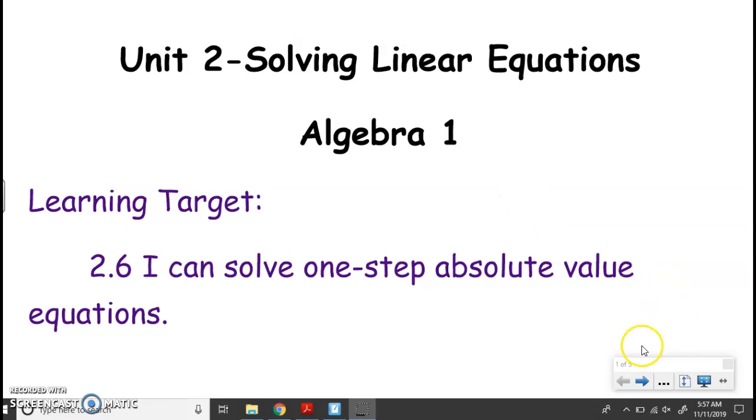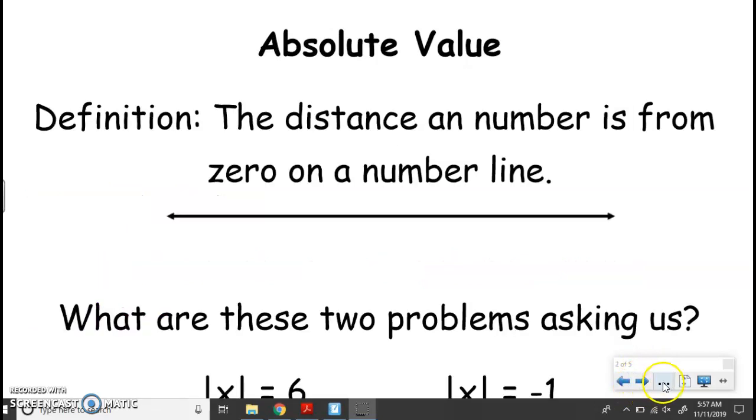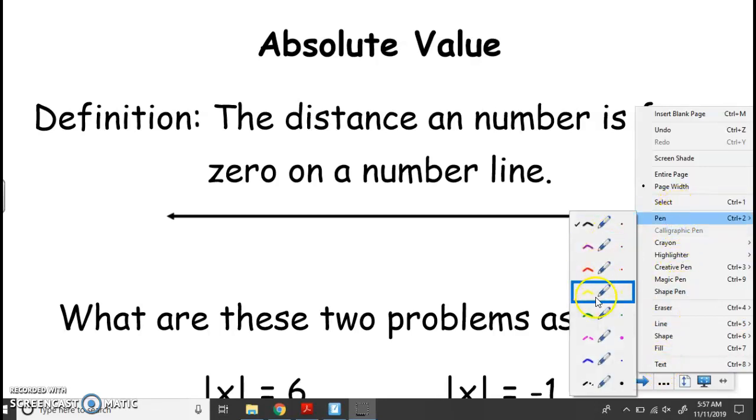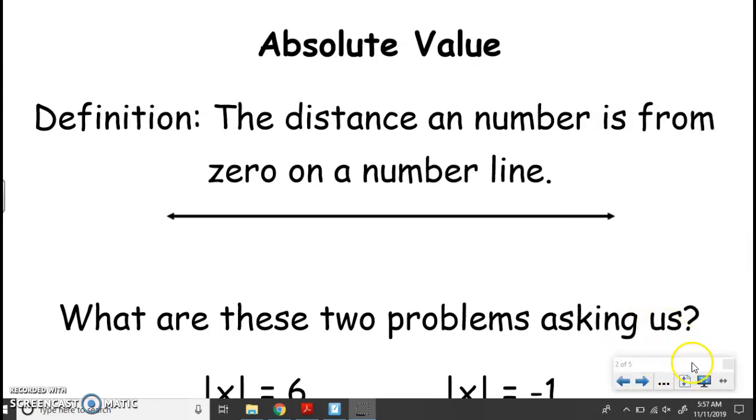Good morning. Today we're going to go ahead and start solving absolute value equations, and we're going to start with solving one-step absolute value equations. So what you need to know is the definition of an absolute value equation is the distance a number is from zero on the number line.